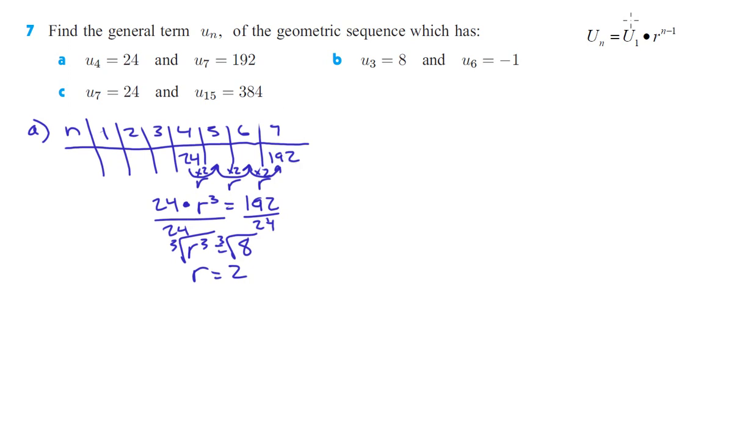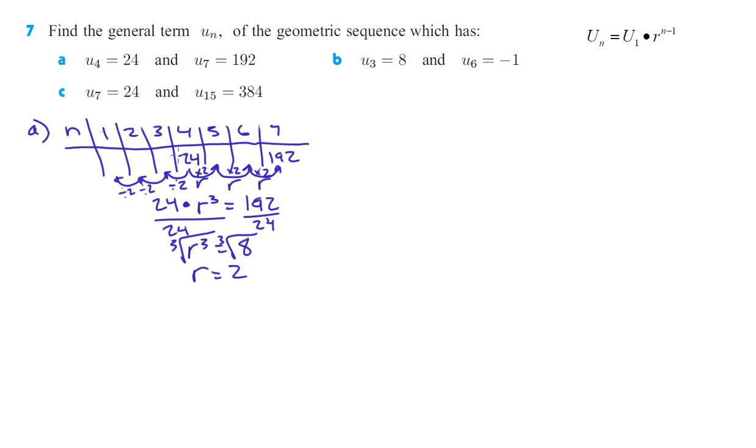Okay, so in order to figure out our general term, we need the u sub 1, which is this term here, and we need the rate. We found the rate. Now we just have to find the u sub 1, and then we're good to go. If we're moving to the right, we multiply by 2. Hopefully it makes sense that if we go back the opposite direction, we're going to divide by 2. For each one of these, we'll divide by 2 each time.